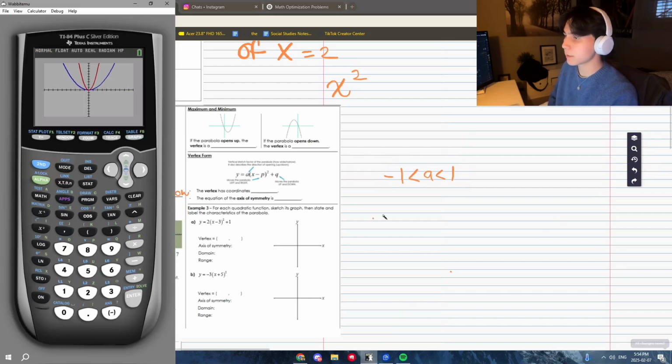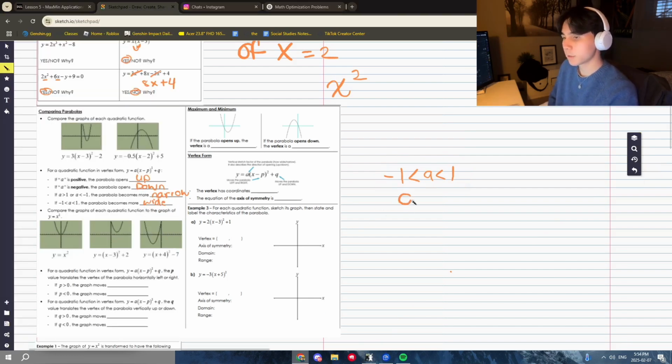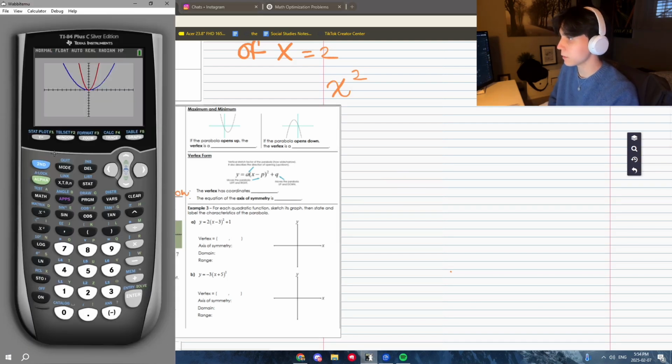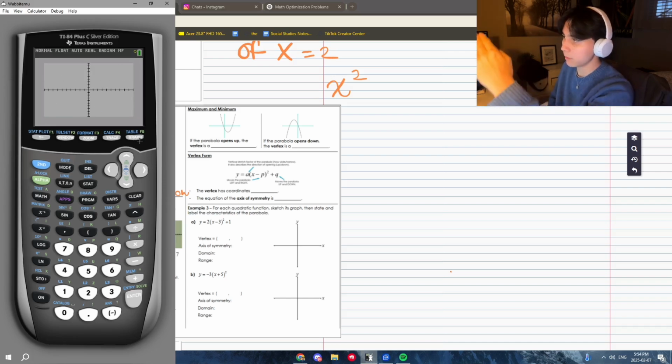So what that tells us is that basically 0.9, or a fraction starting with 0 as our a value, gives us a wide opening, and whole numbers are going to give us narrow openings. Additionally, one thing to be noted is that if a is negative, like negative 2 for example, x squared, the parabola is going to open down and create a maximum point. However, if it is positive, it's going to open upwards and create a minimum.